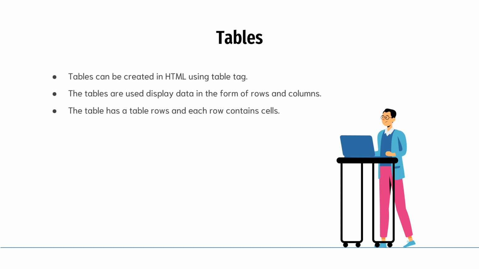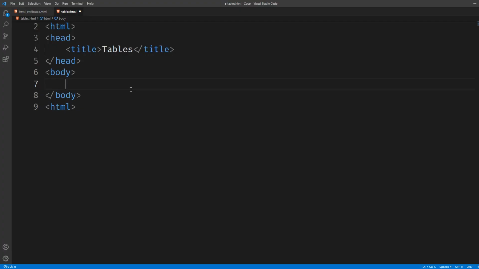Let me head over to my VS Code and we will see how to create these tables and how to display the data within those tables. So I'm in my VS Code and I have created an HTML file named tables, and I have written some basic boilerplate HTML code. Let's now create some tables.